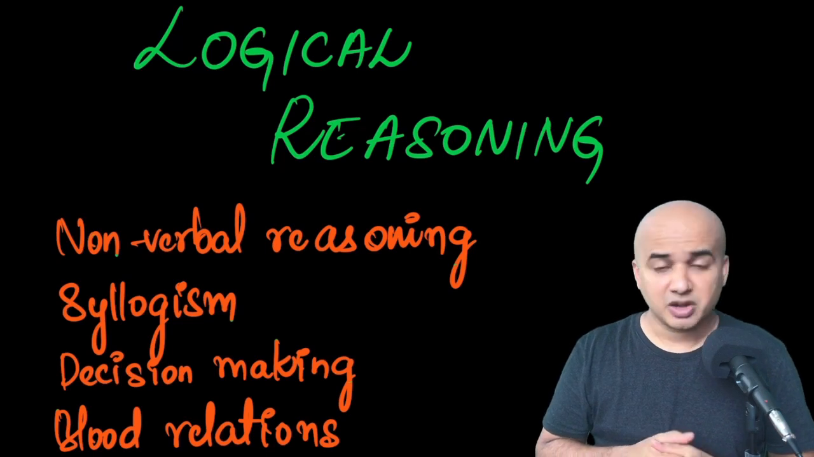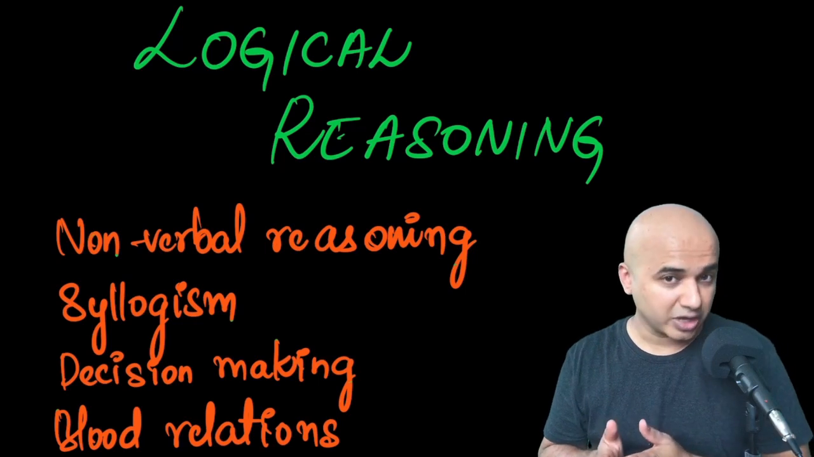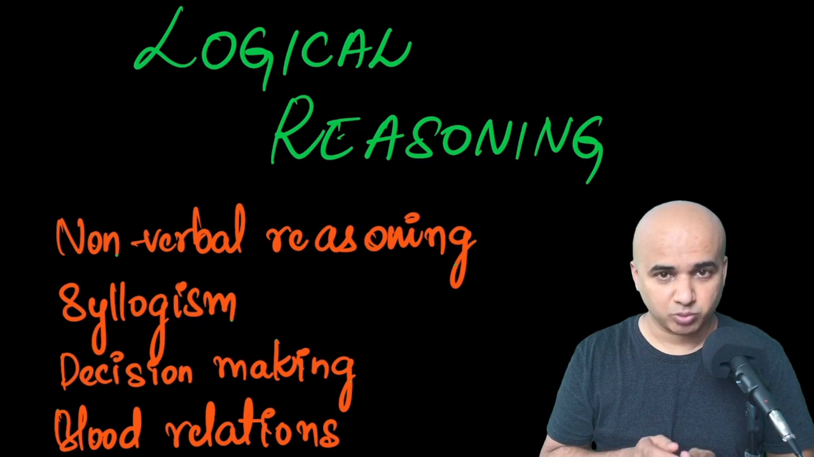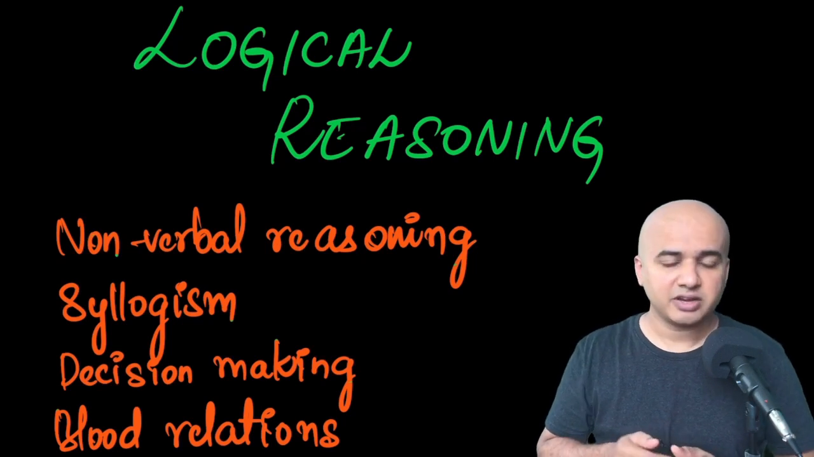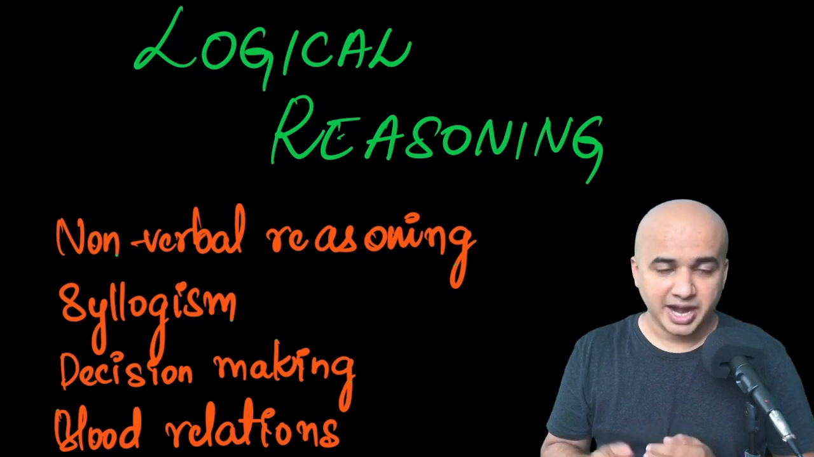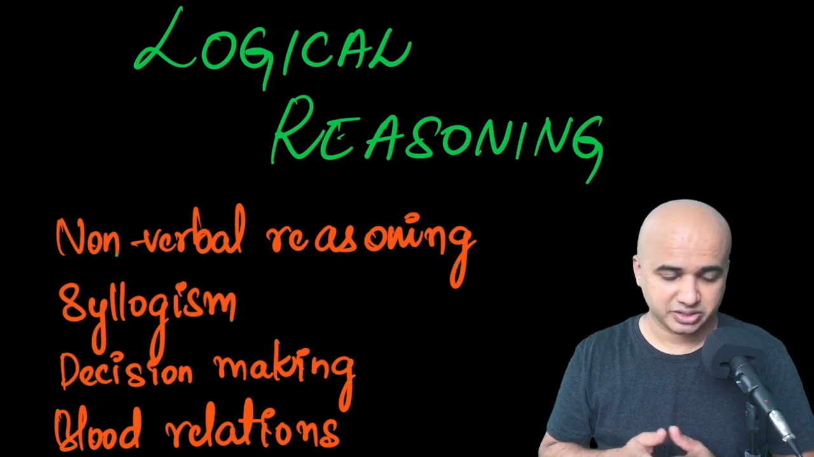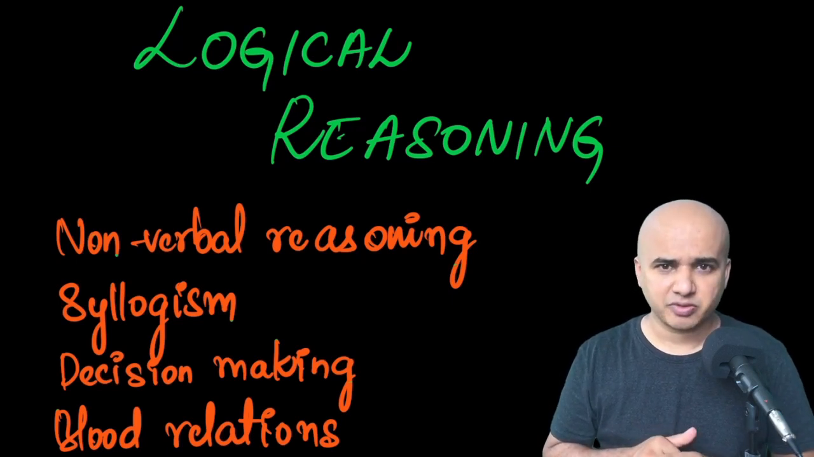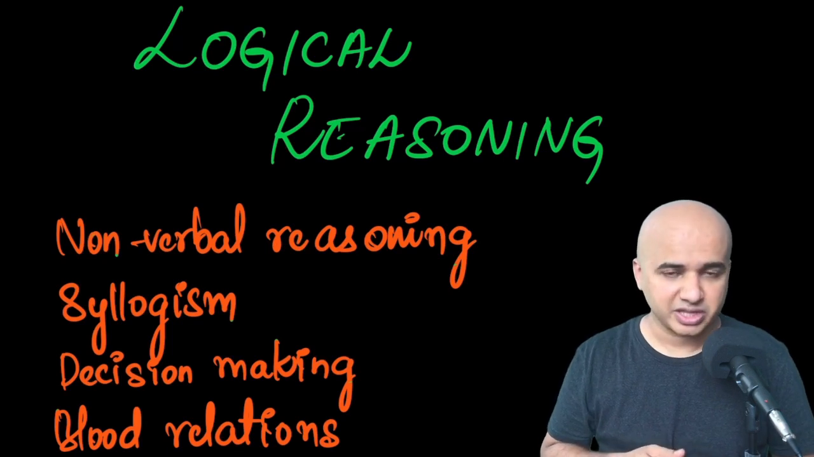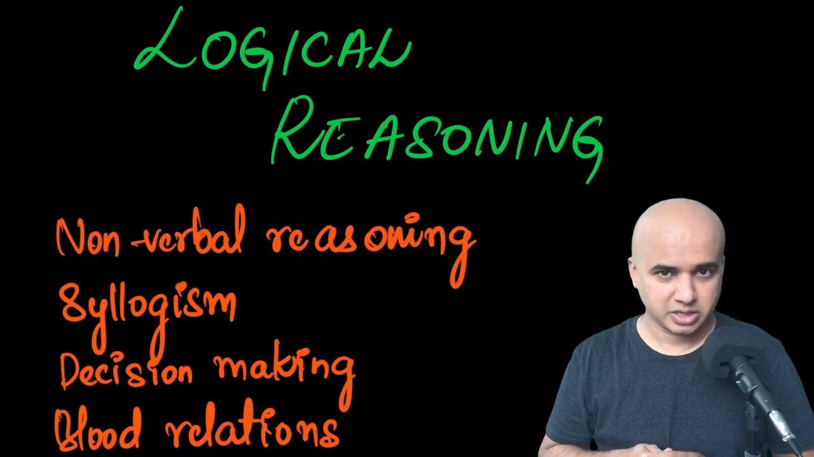But apart from that, syllogism is an interesting topic wherein few statements will be given, then there will be few conclusions as well, and then we will have to answer accordingly, looking at both the statements as well as conclusions. And then we have decision making, wherein the rules will be given for that particular problem, and based on those rules, we'll have to come to certain conclusions. That is decision making, and blood relations is something which we have already covered in the past. So it's all about relations between the parties, and we'll have to identify what is the relationship between the parties in question.